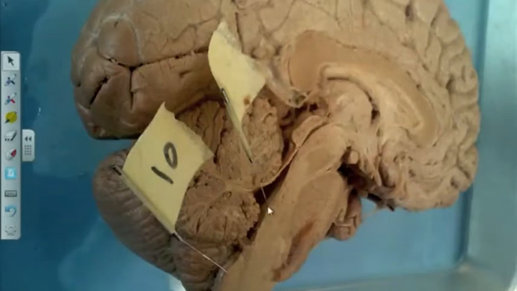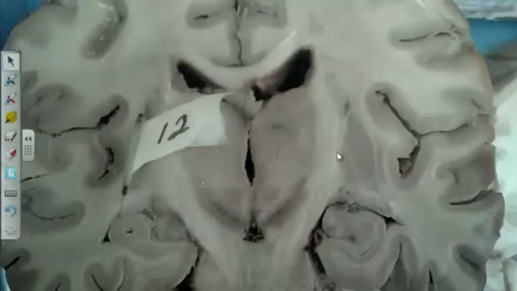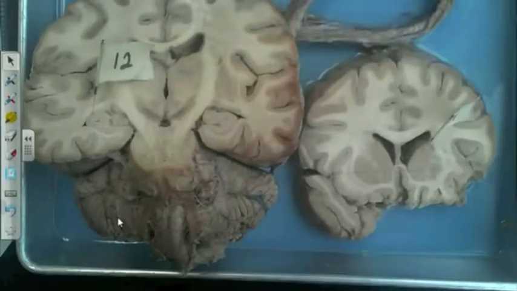This one, facial colliculus and the gracilis tubercle. Facial colliculus and gracilis tubercle. I will send you the picture. Here is the head of the caudate nucleus. This is the tail of the caudate nucleus. And they were on the same tray. Caudate nucleus and caudate nucleus. See them both.